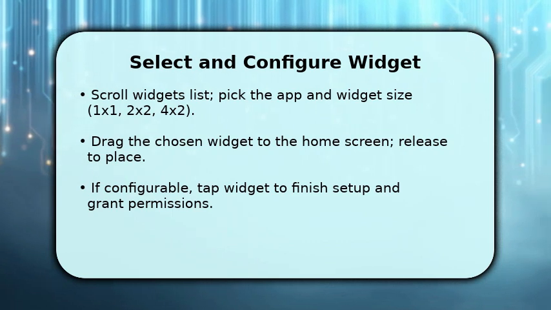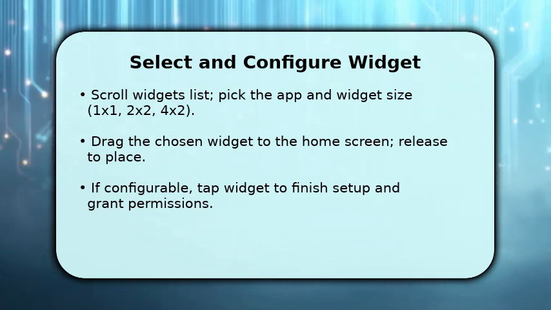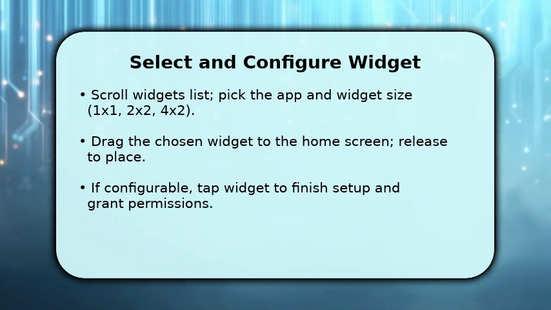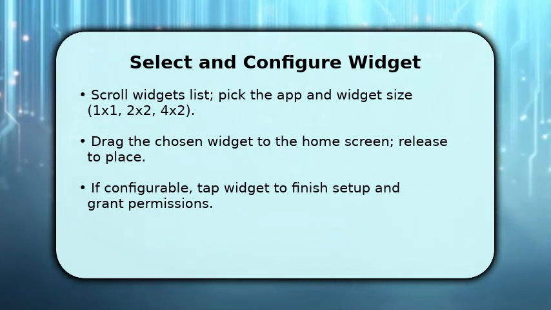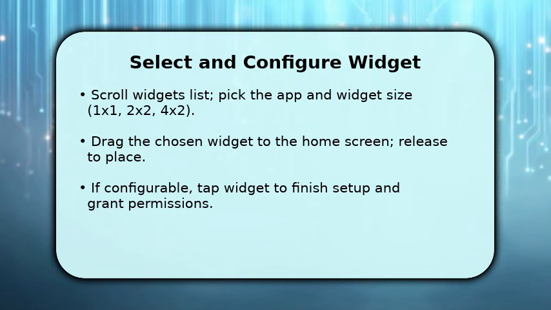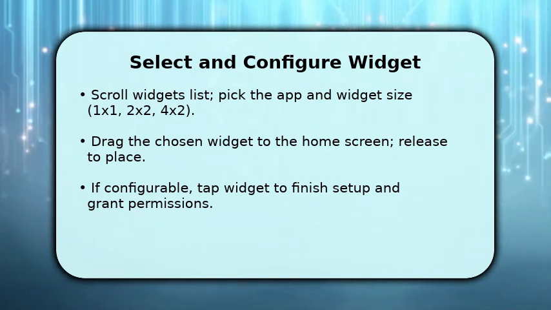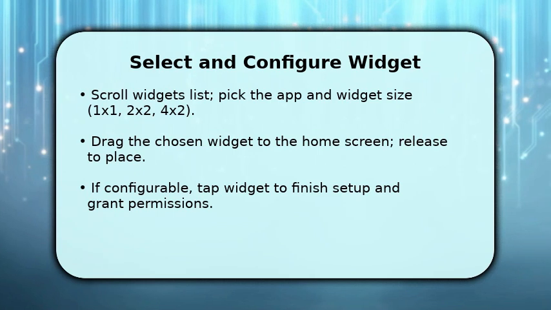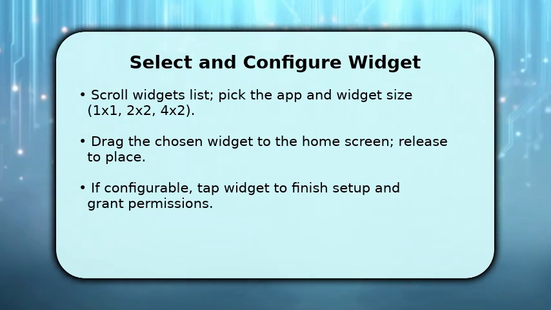Once placed, tap it to open any configuration options. This is where you set accounts, shortcuts, or data sources so it updates properly. Make sure to grant required permissions, otherwise the widget may stay blank. This step wires the widget to your app and data.